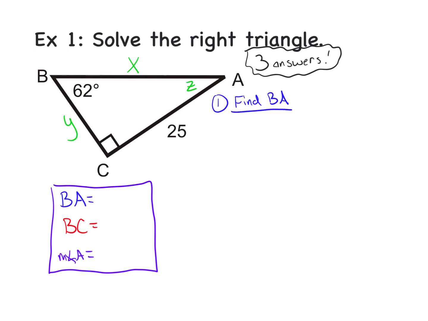Find BA. At this point, since BA is a side, I have to ask myself, how many missing sides do I have? Yeah, 2. So I'll make note, 2 missing sides. What do we use when we look at our cheat sheet? What do we use when we have two missing sides? Trig.